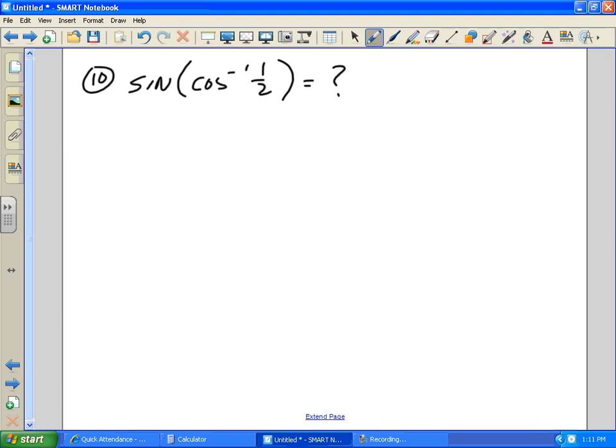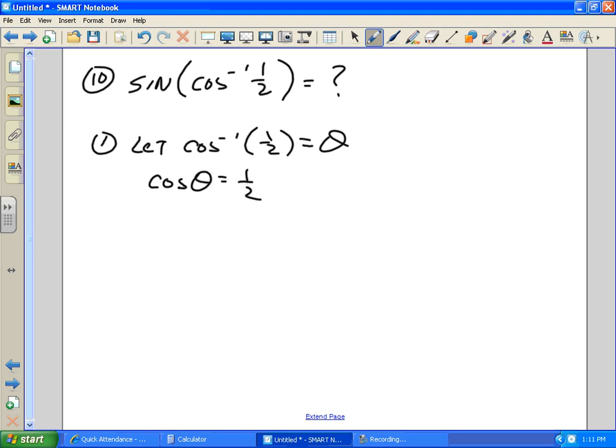Well, I come down, step 1, let the inverse cosine of a half equal theta. What does that tell me then? That tells me, well, then the cosine of theta is equal to a half. So I go to my unit circle of the Cartesian plane, whatever you want to call it. And I know that the inverse cosine is defined in quadrant 1 and in quadrant 2. Because it's positive, it's a quadrant 1 angle.